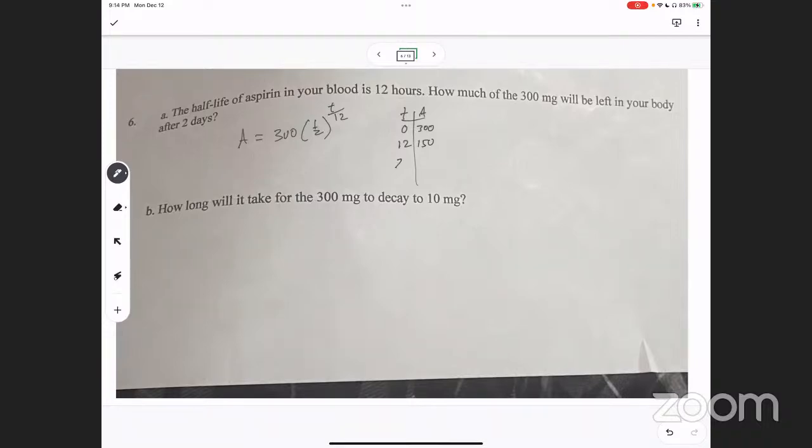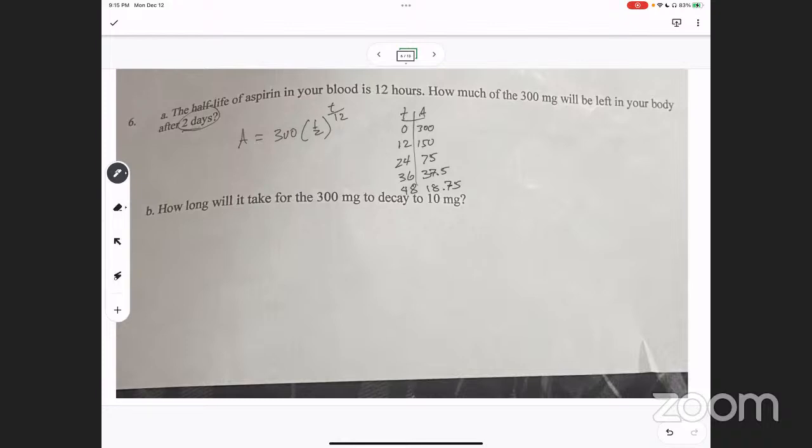How about after another 12 hours, which means 24 hours? Half of the 150 would be gone. Half of the 150, which is 75. How about after another 12 hours, which is 36 hours? Half of the 75, which is 37.5. Good. How about after another 12 hours? In other words, 48 hours, which by the way is 2 days. 18.75. That's your answer.